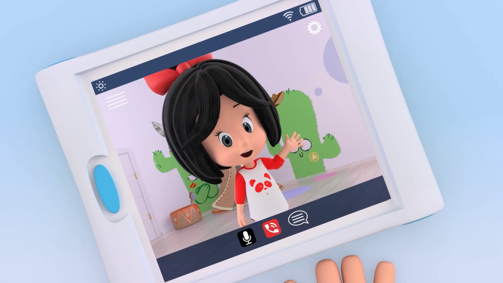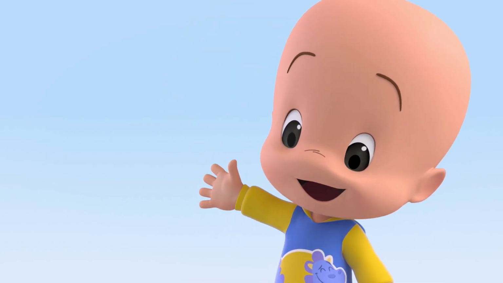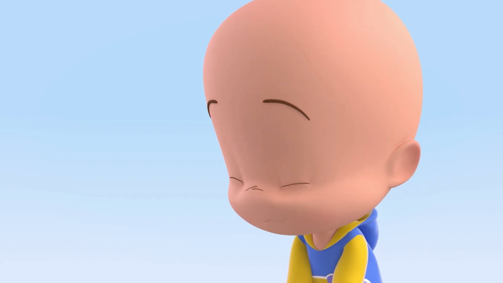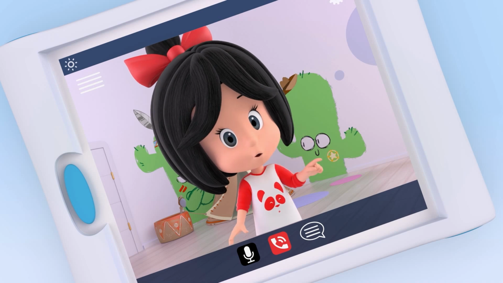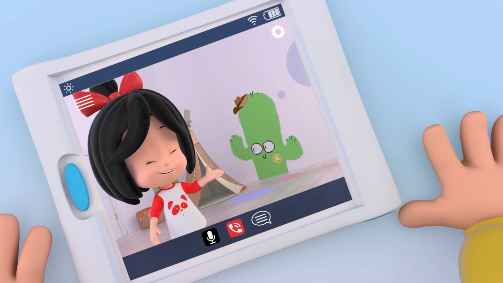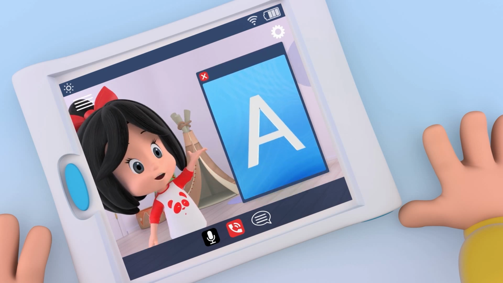Hello, Cuquin. Do you know what's inside the boxes? Animals. Do you want to see them? To know which animal starts with the vowel A, you need to write it down.